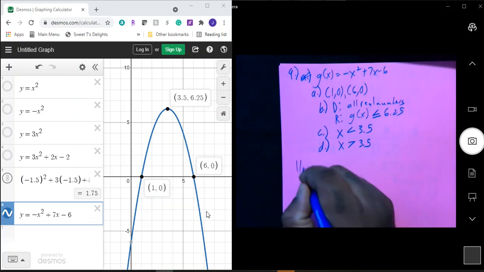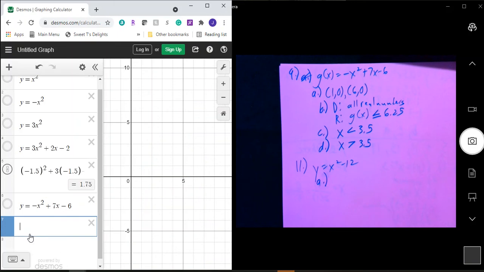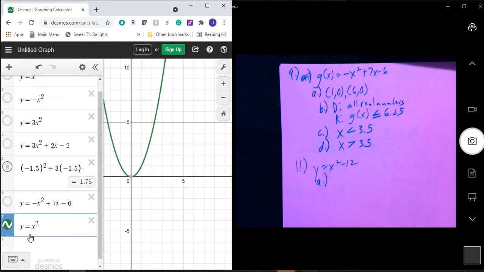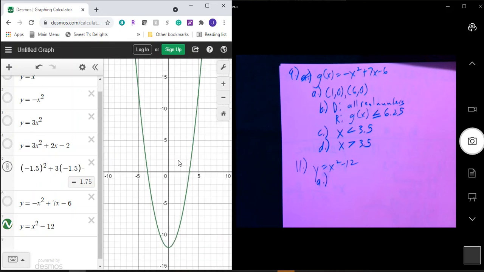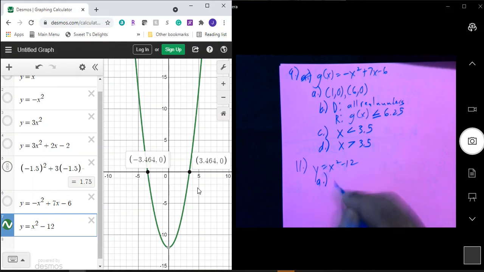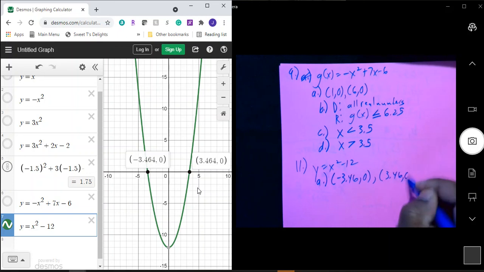Now we look at problem number 11. Same directions. So we look at A. Well, first, let me turn this off. And we will have y is equal to x to the second power minus 12. So now we look at our x-intercepts, which are here and here. I don't think it told us how many places to round to, so let's just round to 2 decimal places. So one of them would be negative 3.46, comma 0. Then the other would be 3.46, comma 0.